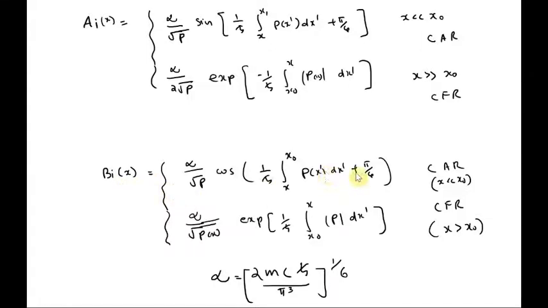And B I is also similar, but it's a cosine function in the classically allowed region. Note that in the classical regime you always have a sine and cosine function. They are real values, so there is going to be a sine or cosine function. In the classically forbidden region, you have an exponential function. So that is what you are seeing here.